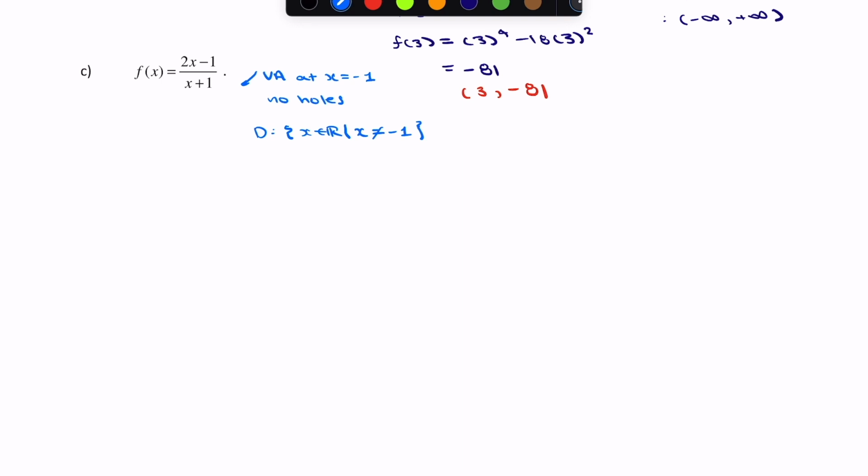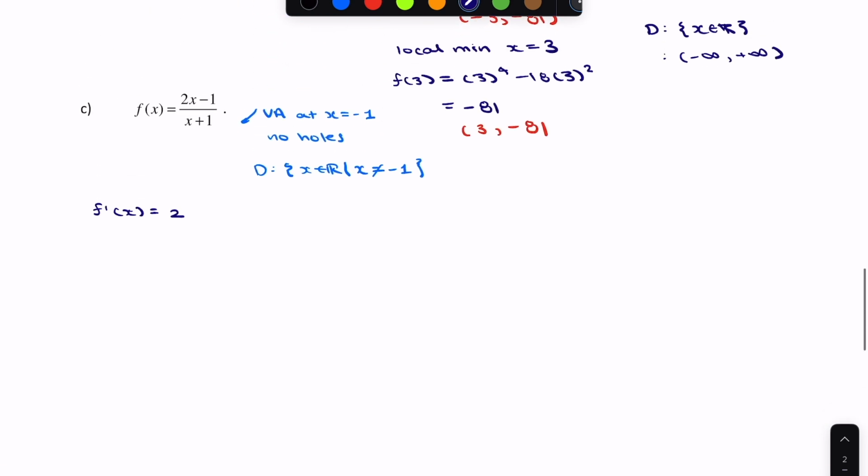Okay, so here, let's derive this function using the quotient rule. So f prime of x is equal to, so derive the top and keep the bottom. So 2x minus 1, the derivative of that is 2. Keep the bottom of x plus 1. And then subtract, keep the top, 2x minus 1, and derive the bottom of x plus 1, which is just 1, over x plus 1 squared.